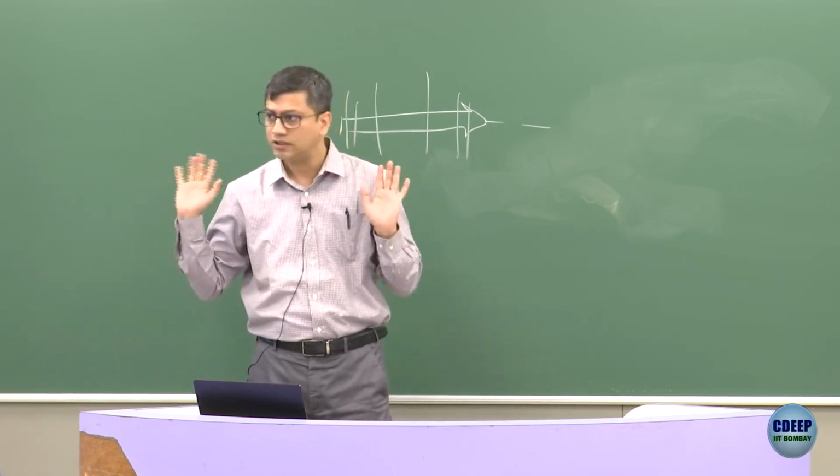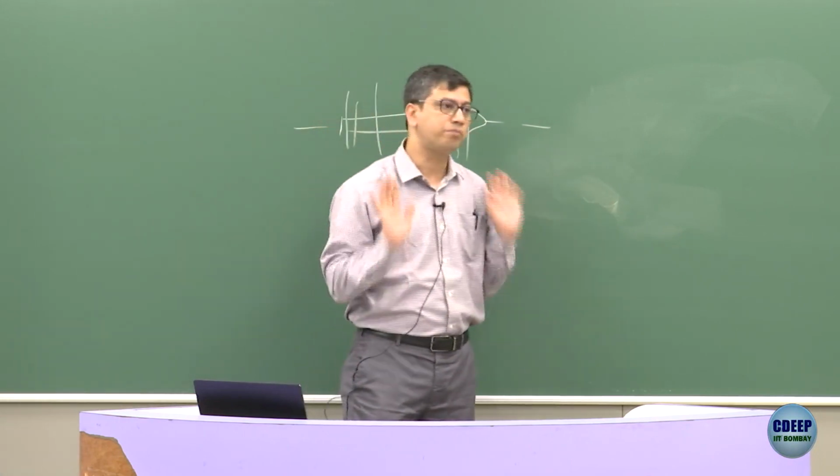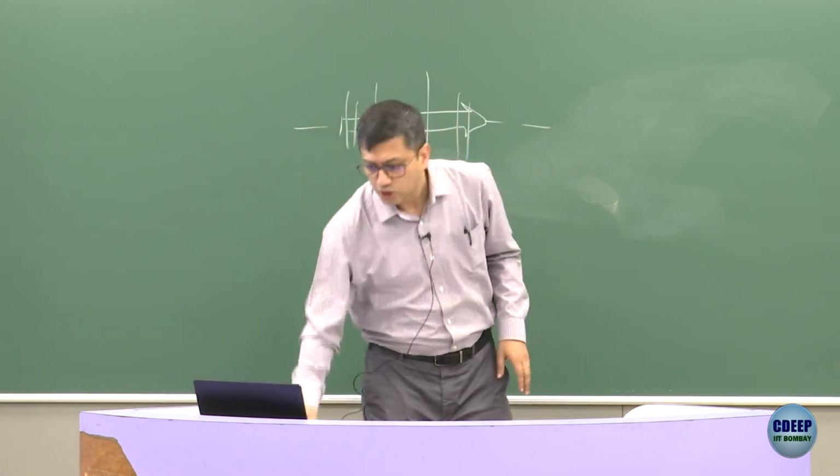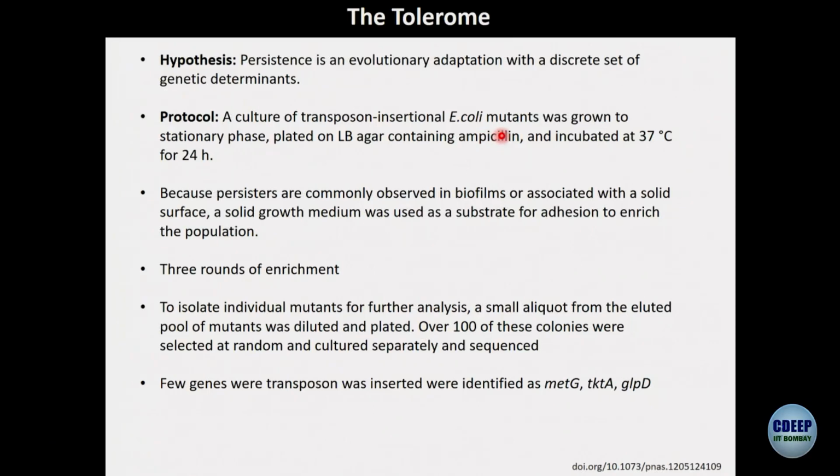There is the randomness, right? So this is my transposon library I have in my hand. What did I do? I took the transposon library of the E. coli and plated it on an LB ampicillin plate. My transposon had this ampicillin resistance marker, right? And incubated at 37 degrees centigrade.